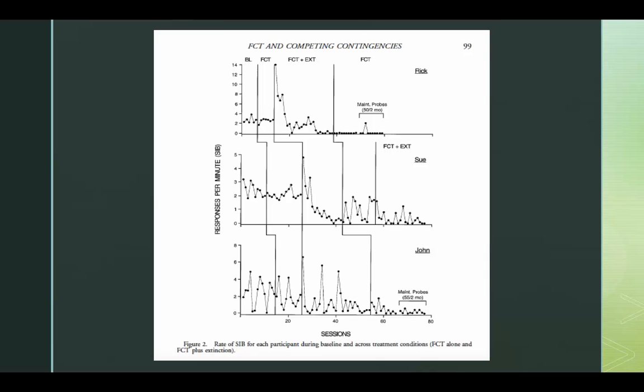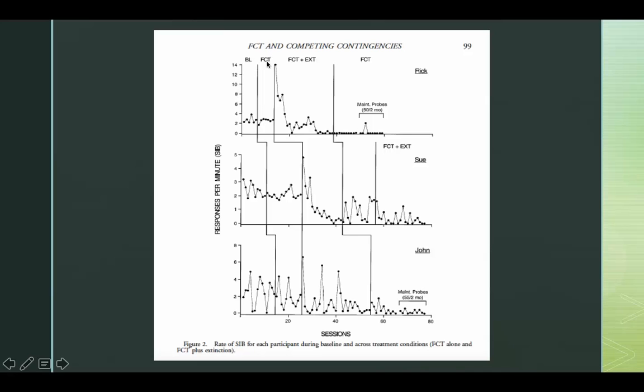For Sue, hers was access to a preferred game. So in baseline, every time she engaged in self-injurious behavior, they would give her access to her game. And for John, remember, it was negative reinforcement, so it was demands. And so during baseline, he was able to escape or avoid a demand, which is a natural kind of thing. The demand is going to be at least postponed when he engaged in self-injurious behavior.